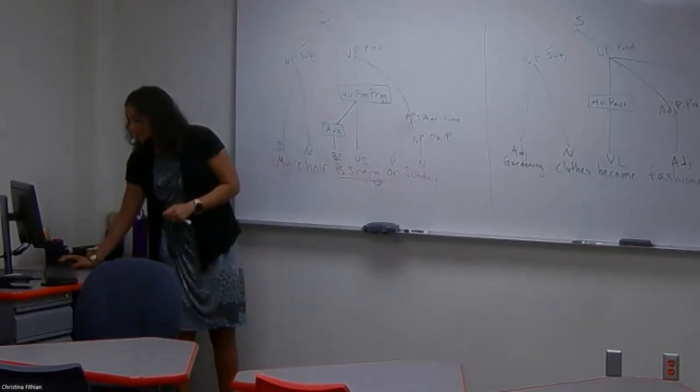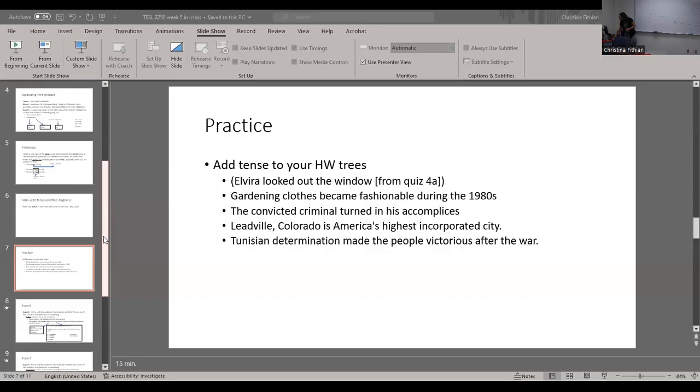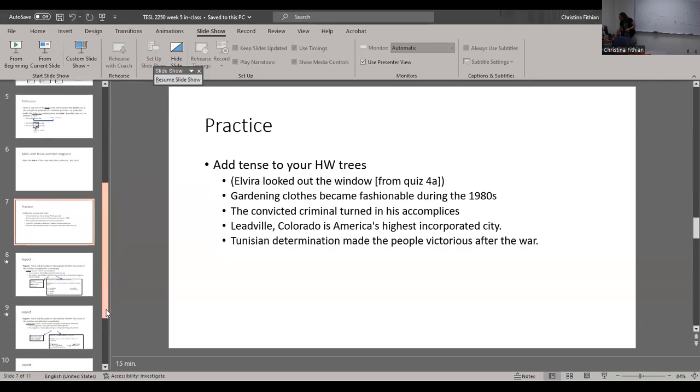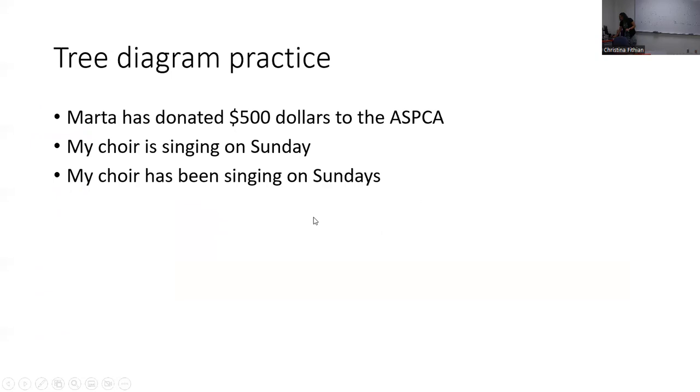So now take a look at the sentences I'm leaving you with, plus the ones from this past week. Oops, not those ones. Well, yes, those ones. Got to finish those ones. Okay, so I want you to try this on your own. Marta has donated $500 to the ASPCA, and my choir has been singing on Sundays. And let's see how we do with that one.